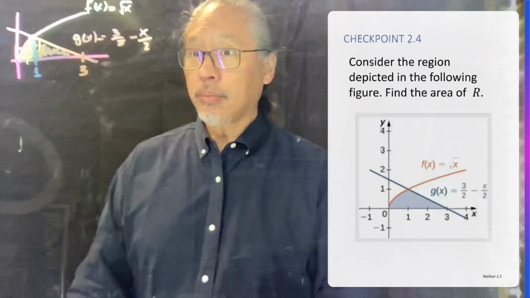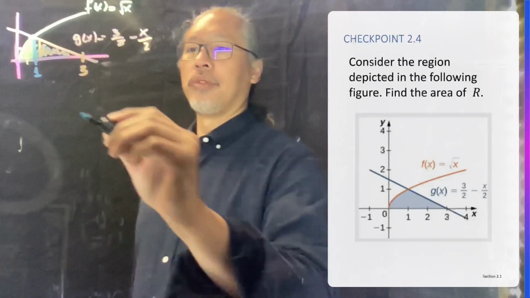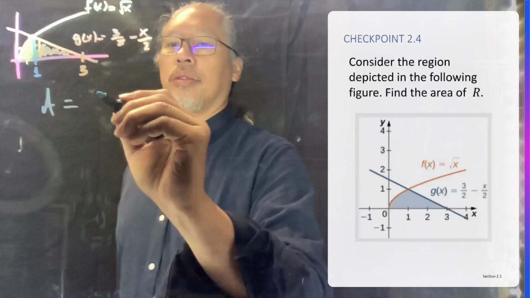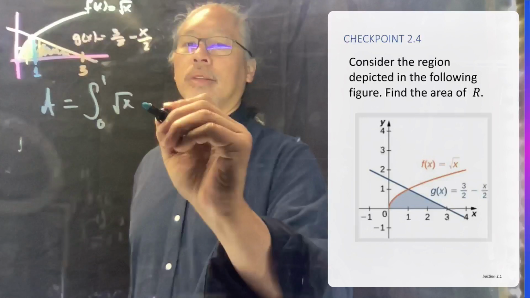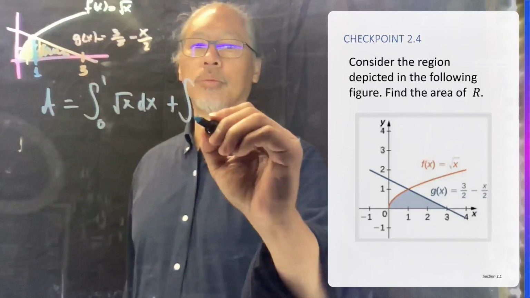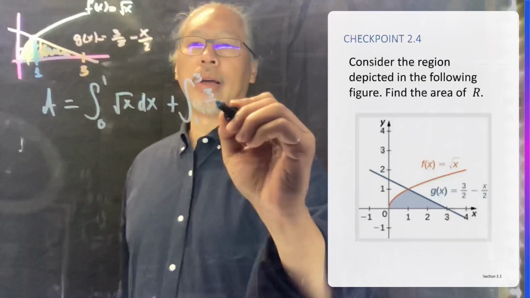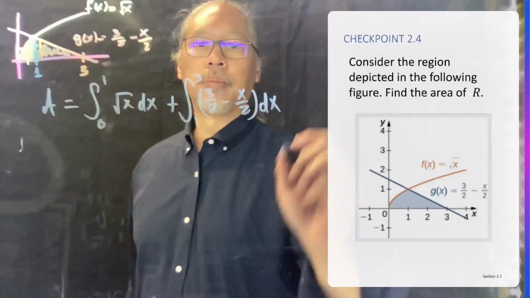All right. So now that we have these pieces of information, we should be able to find the area. It's going to be one integral going from 0 to 1 of root x dx. And then we have to add the second integral that's going to go from 1 to 3 of 3 halves minus x over 2 dx.